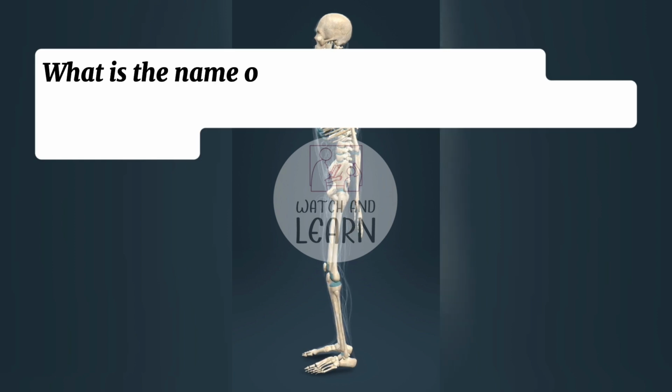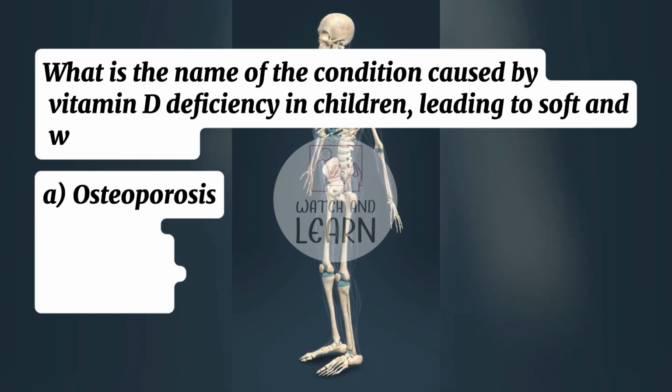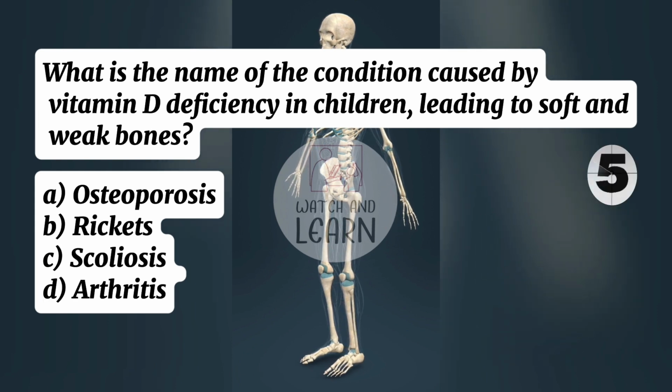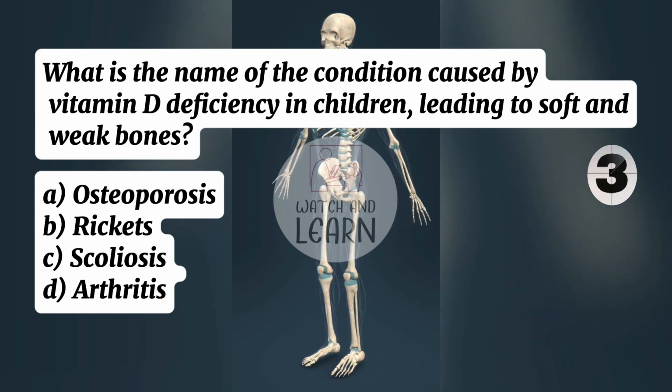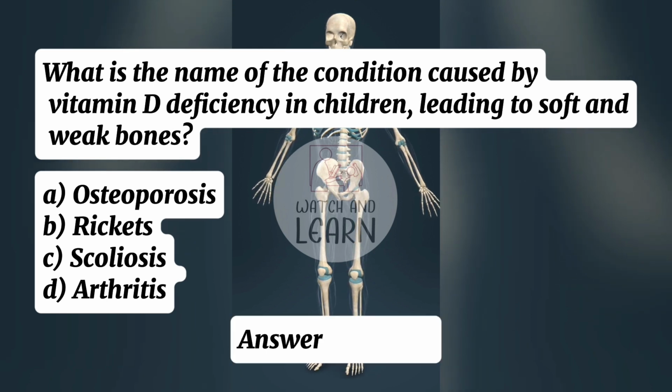What is the name of the condition caused by vitamin D deficiency in children leading to soft and weak bones? These are the options. And the right answer is answer B, rickets.